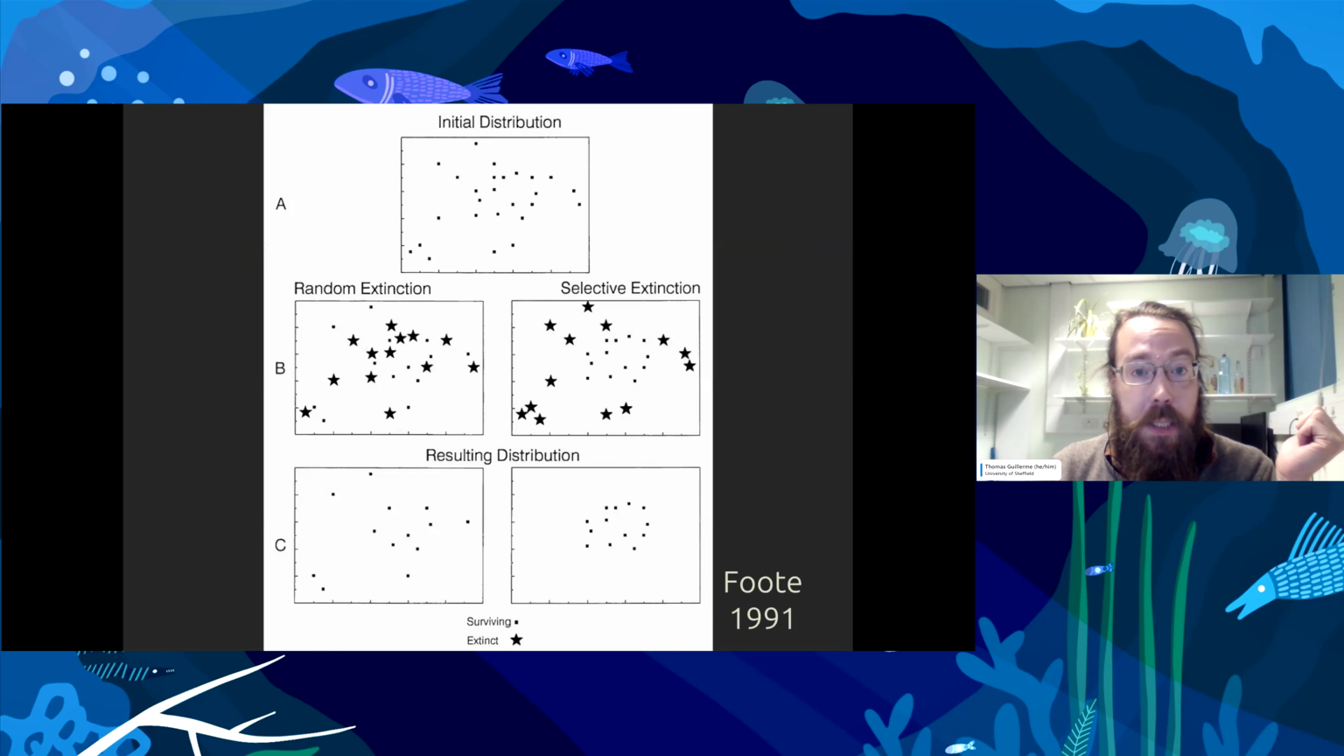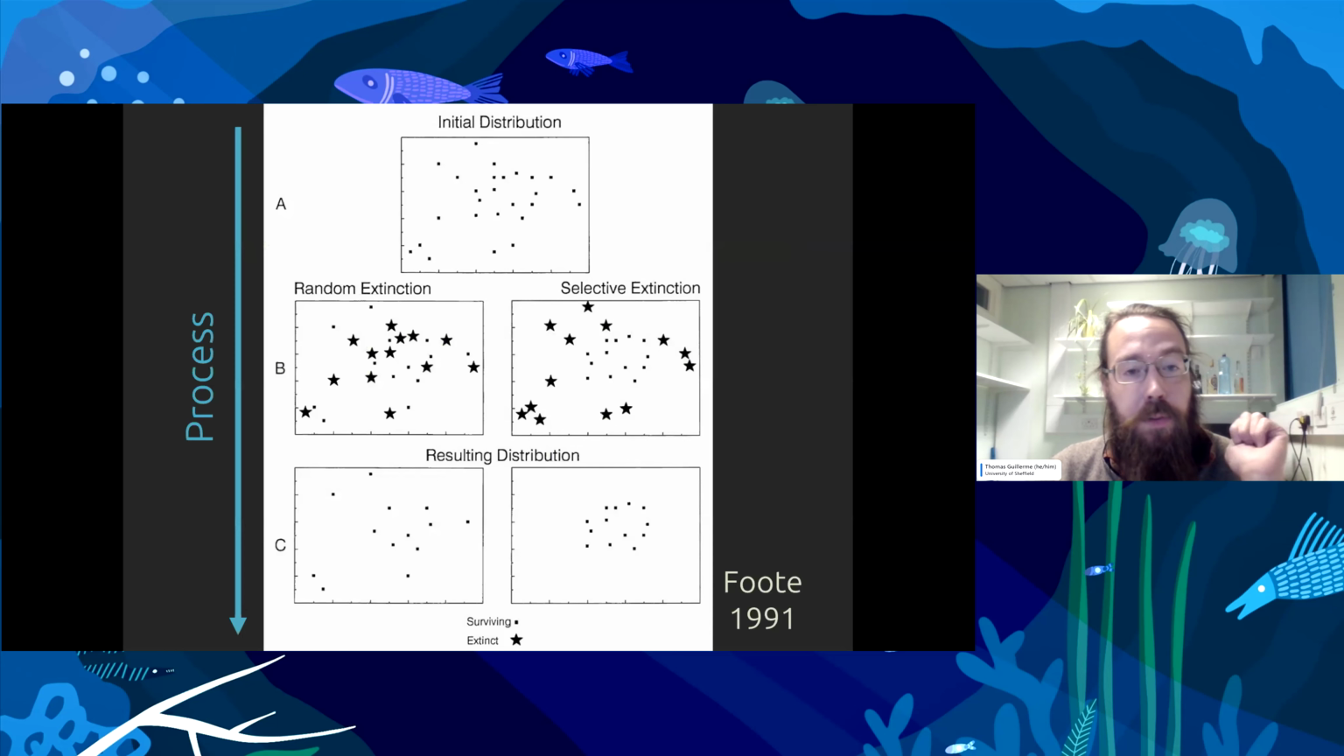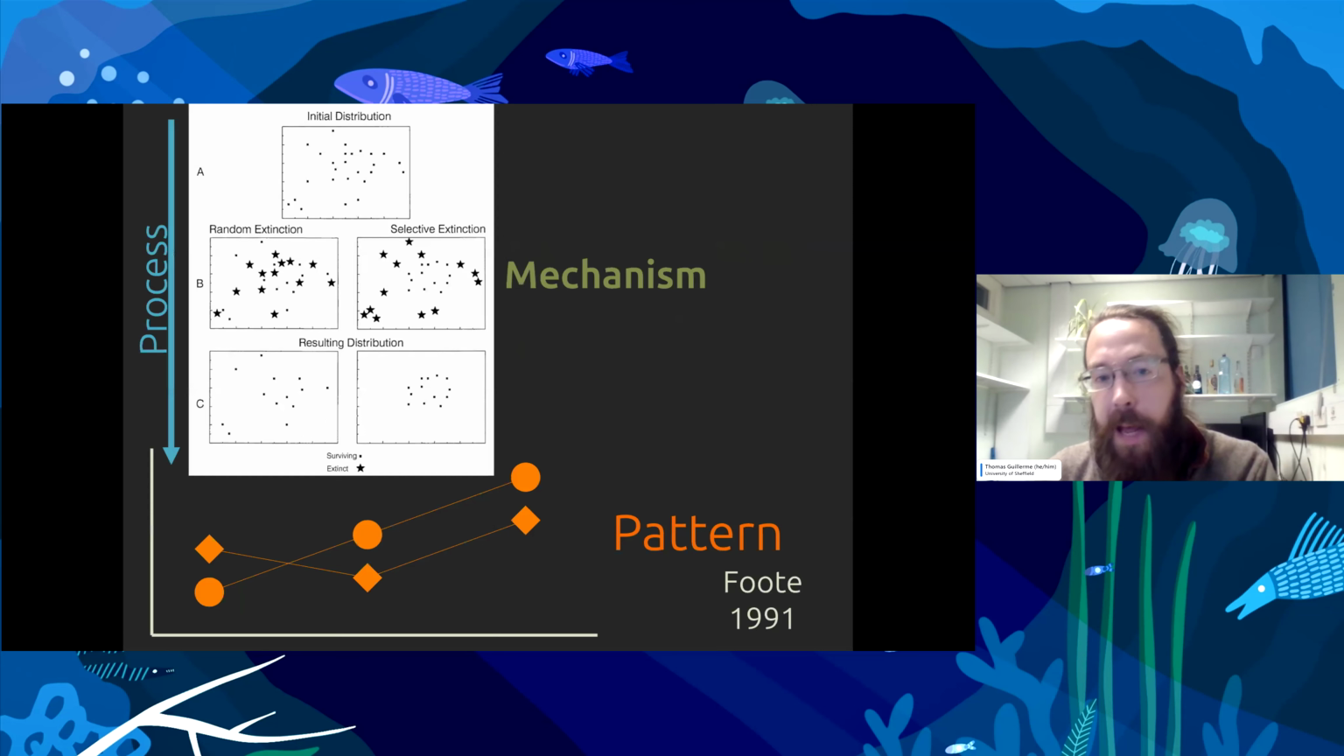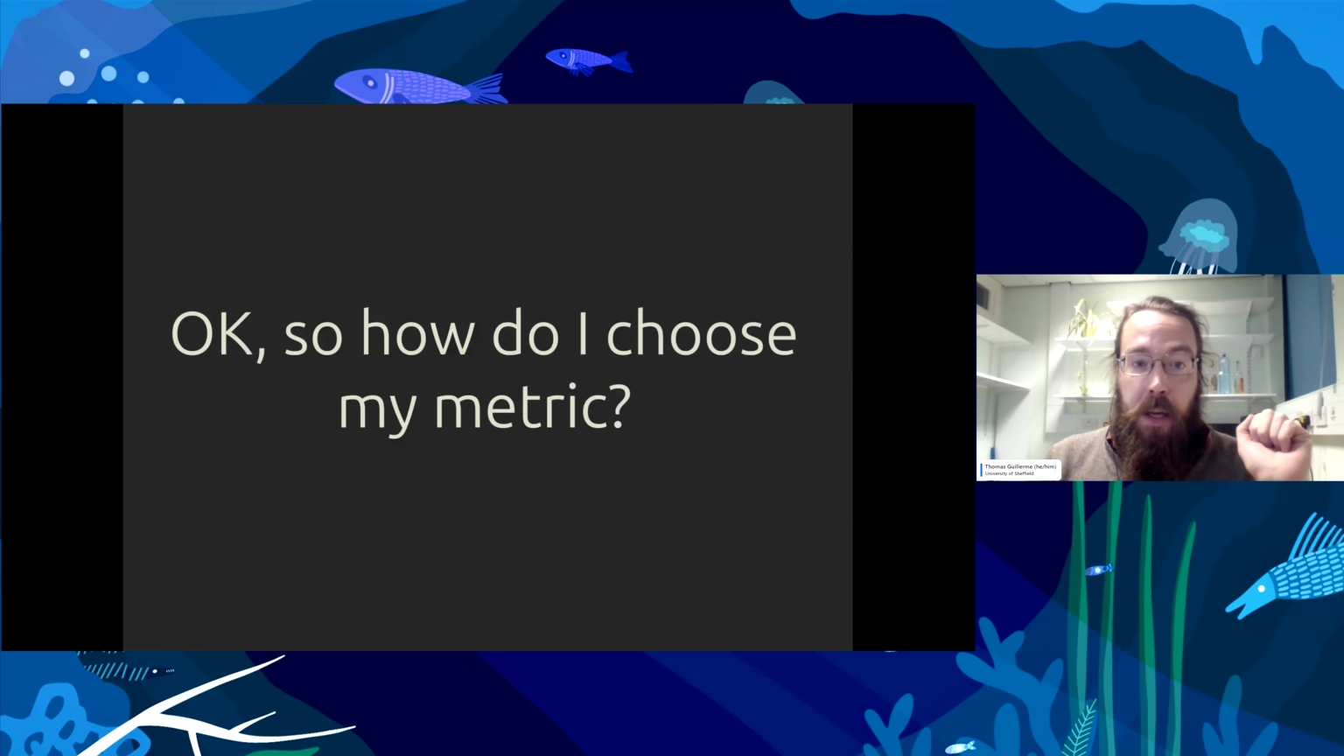So if you can see here, again, on this example, just to illustrate, the process is before and after the mass extinction. The mechanisms here are 2 different types of extinction, and then you can draw your pattern by measuring some kind of disparity. Okay, so knowing this mechanism, process, and pattern, how do I choose my metric?